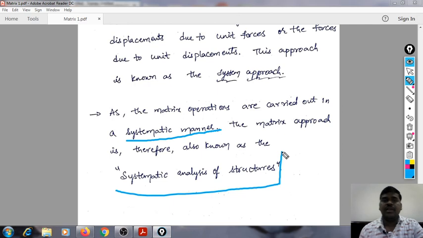So this is a small briefing on the flexibility and stiffness methods of matrices.